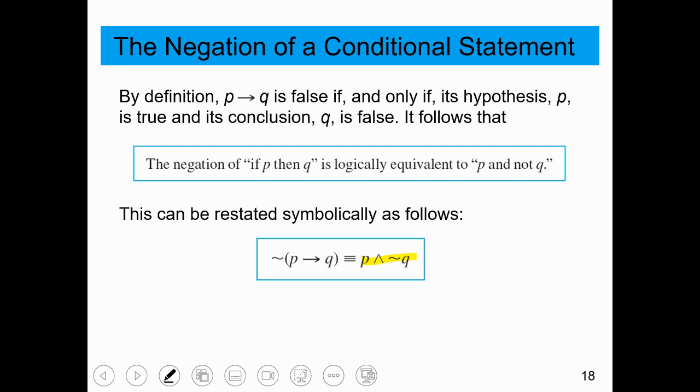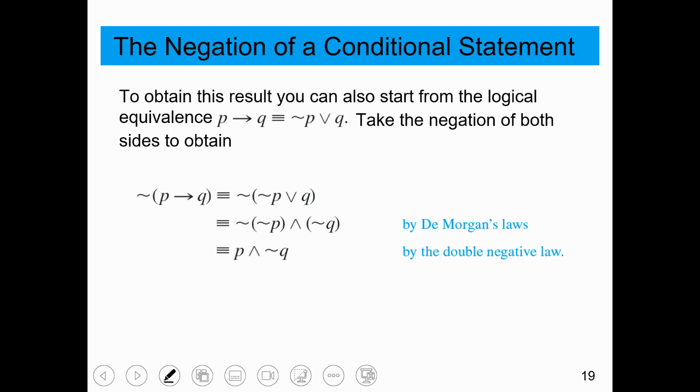To negate something is to change its truth value. So if P implies Q is true, then the only way for that to be false is if P is true and Q is false. Okay, so P and not Q. And so it says to obtain this result, you can also start from the logical equivalence: P implies Q is equivalent to not P or Q, and you can negate it, and you can get there as well using De Morgan's law.